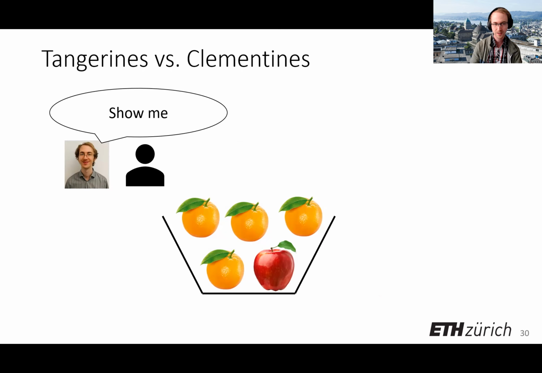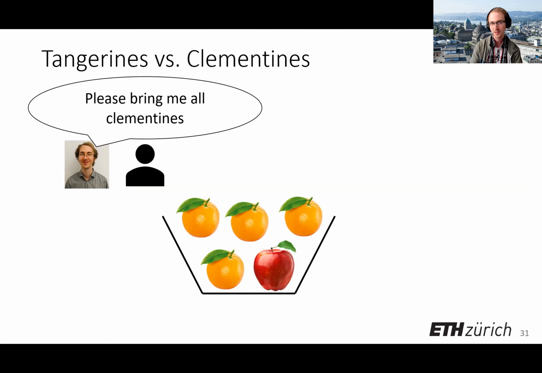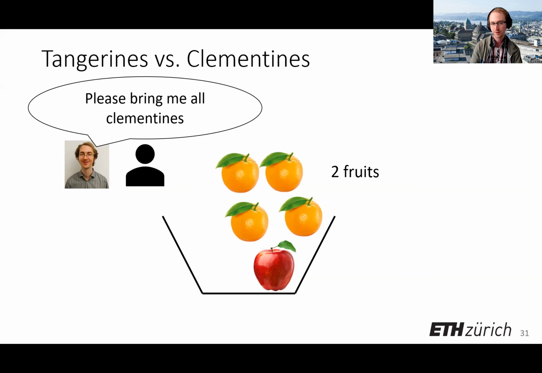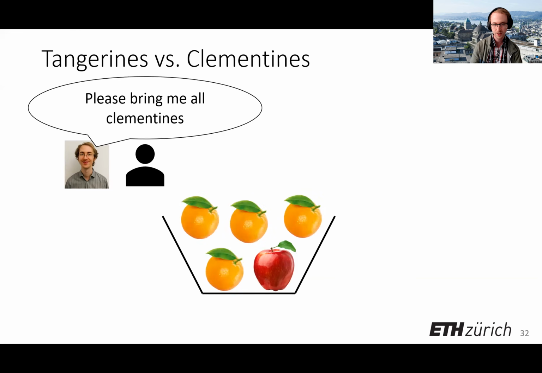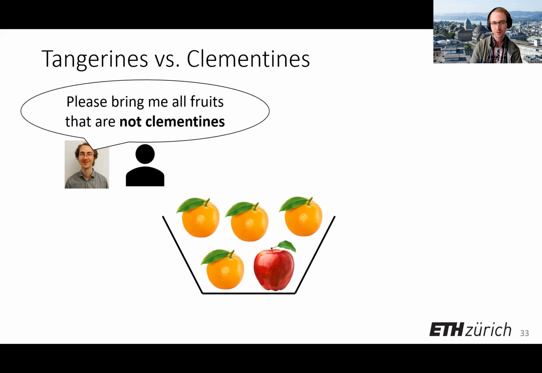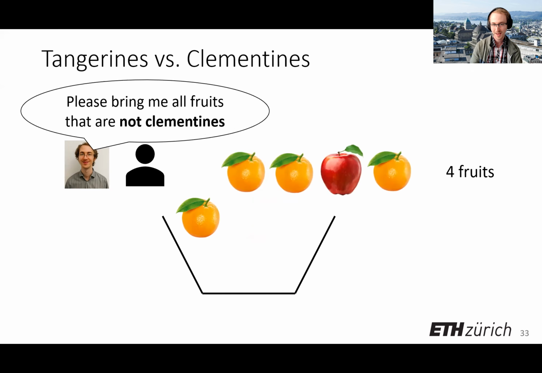But how can I test your understanding of tangerines versus clementines without even having this understanding myself? Well, the strategy that I would apply would be the following. First, I would ask you to please bring me all the clementines, and you would go ahead and fetch perhaps 2 of the fruits. I would then put them back into the bowl, shuffle them around, and then ask you to bring me all fruits that are not clementines. You would bring the apple, which I could recognize, along with the other orange-looking fruits.